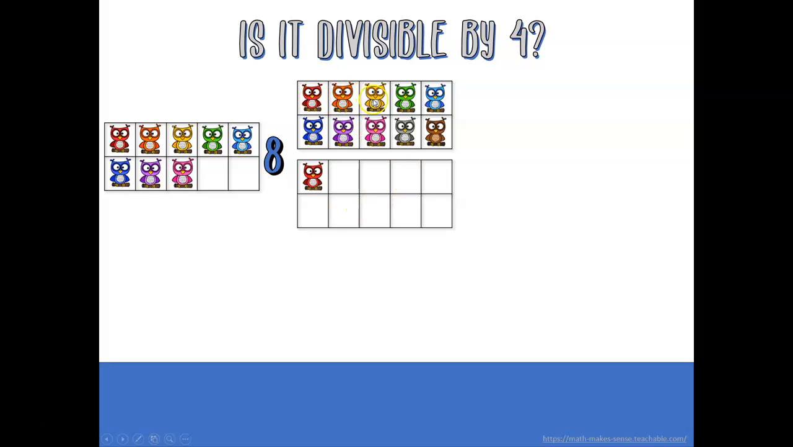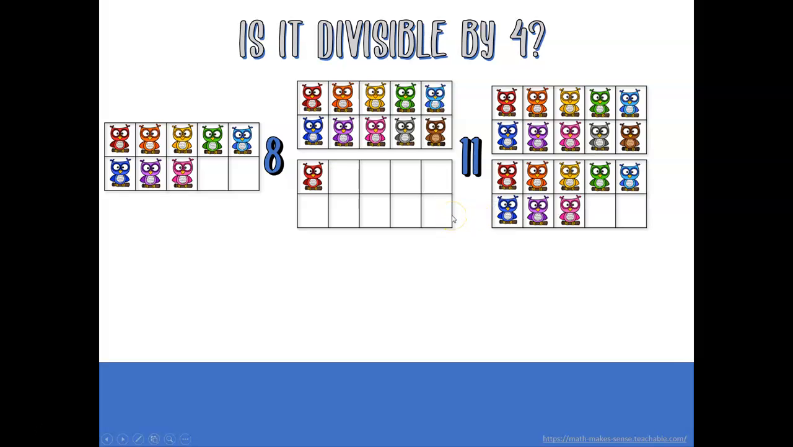We have 1, 2, 3, 4, 1, 2, 3, 4, and then 1, 2, 3. It does not go into 4 evenly, so 11 is not divisible by 4. And then 18, you can pause the video and try that yourself if you want. 18 is not evenly divisible by 4.